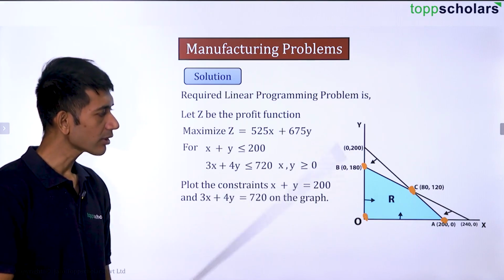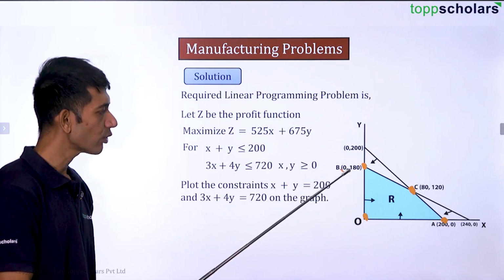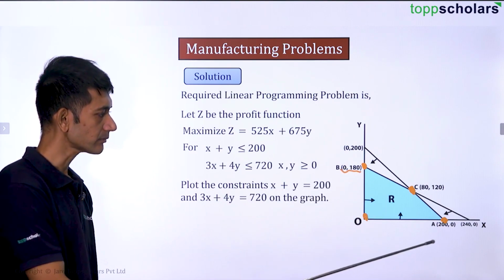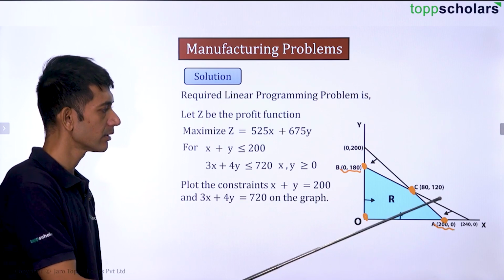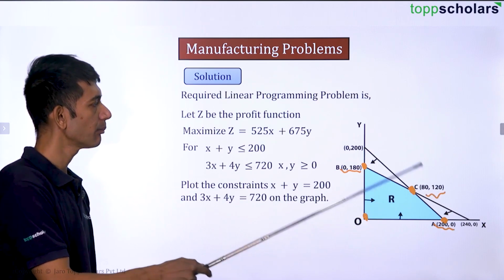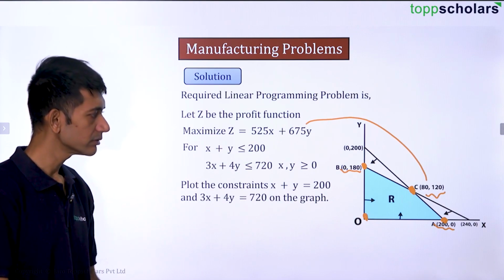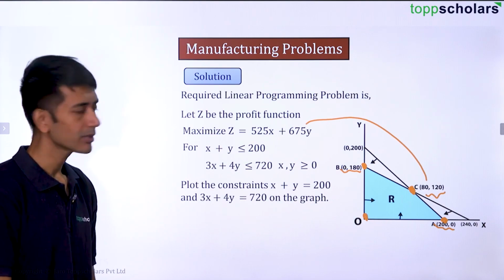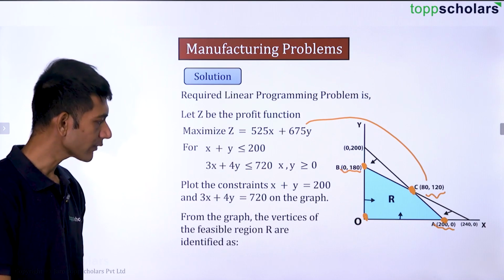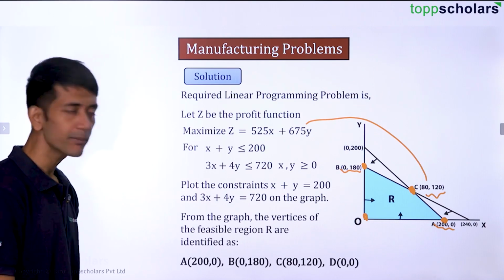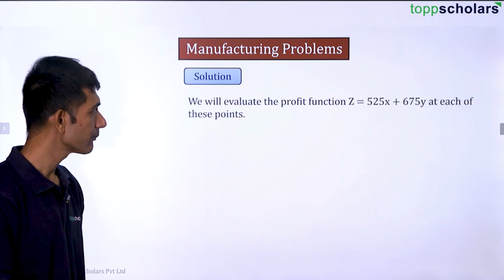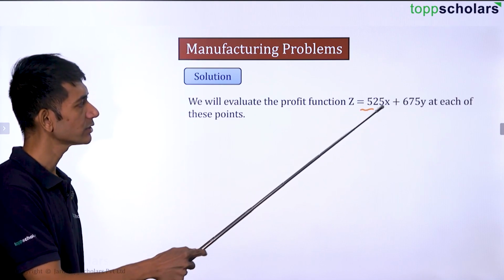Now once you get the corner points, take the coordinates and put them in the objective function, right? Once you put them in the objective function, you will get the maximum value. Whatever the maximum value is, that will be your profit. Let us do that. Okay. So this is our objective function.